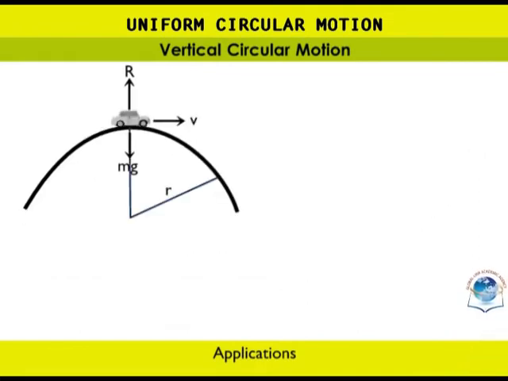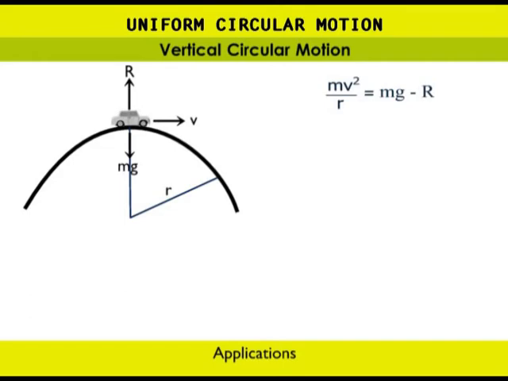Now, consider a car of mass m traveling at a speed v over the top of a hill with radius of curvature r. At the hilltop, R, or the reaction force, is in the opposite direction to the car's weight. Because the path is curved, the resultant force, which provides the centripetal force, must be the difference between these two forces. So mv squared over r is equal to mg minus R.